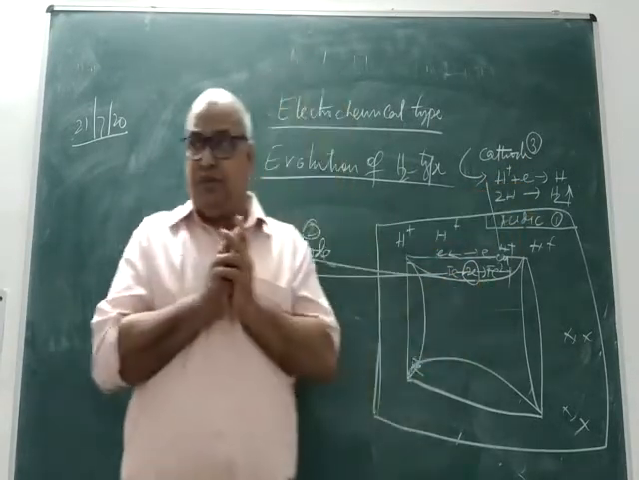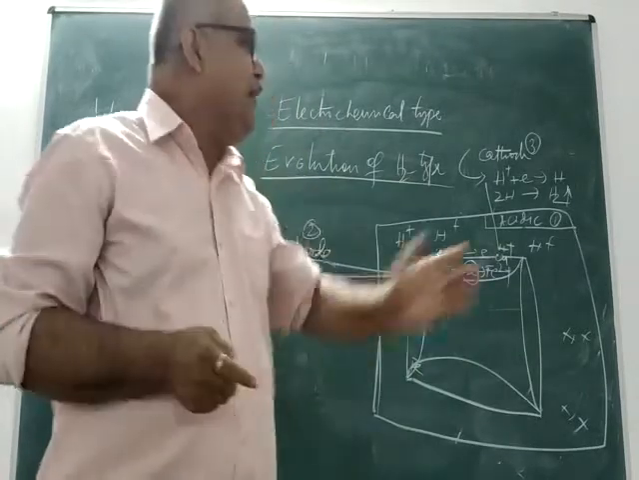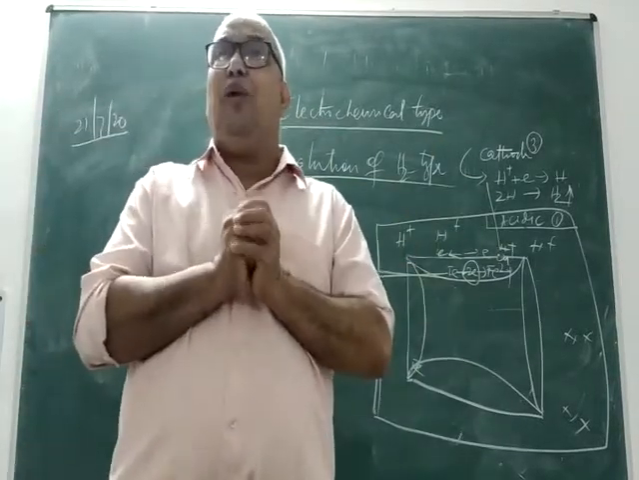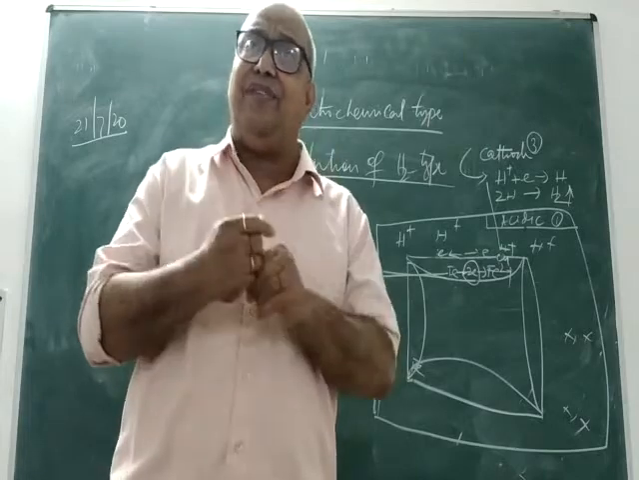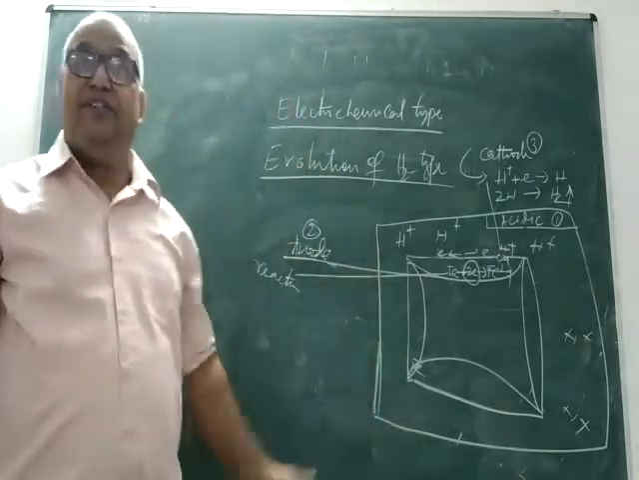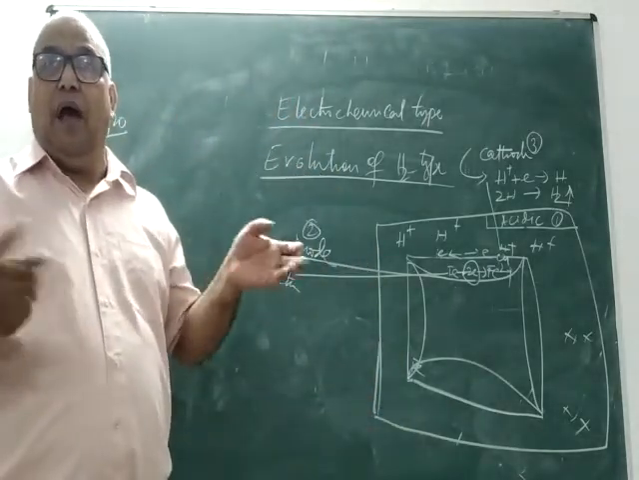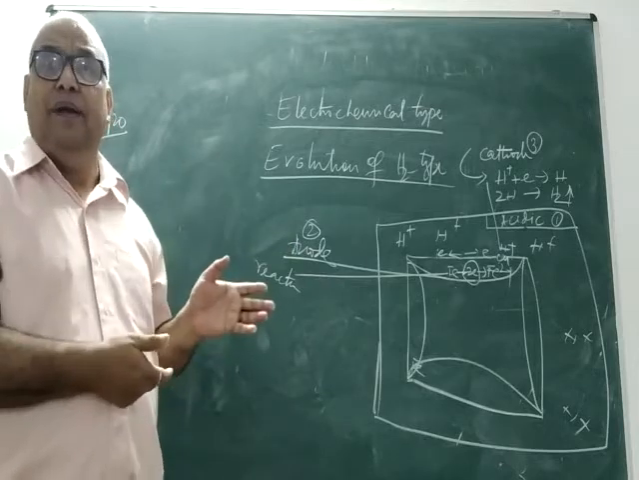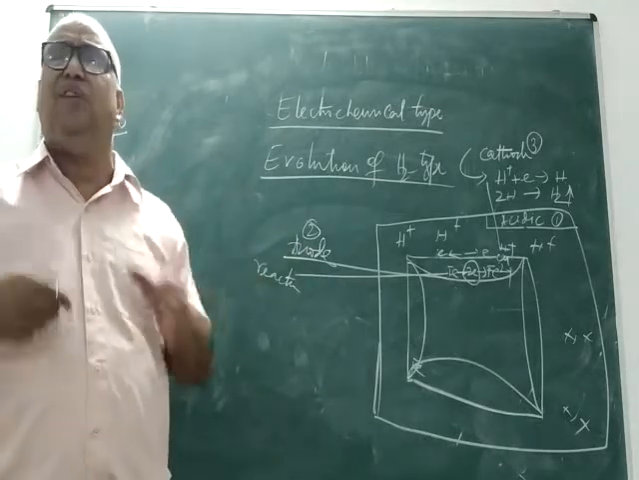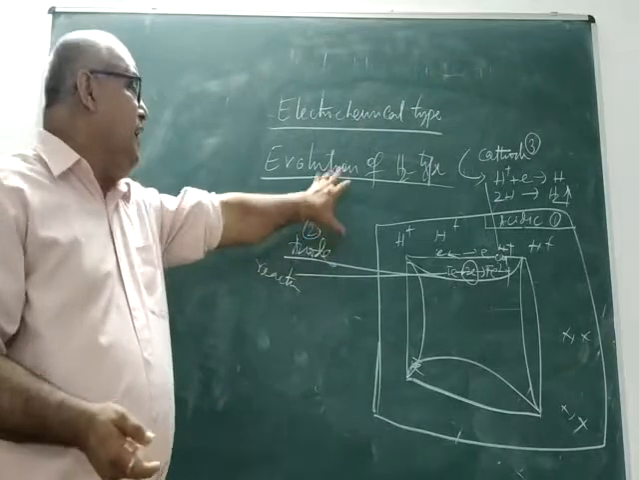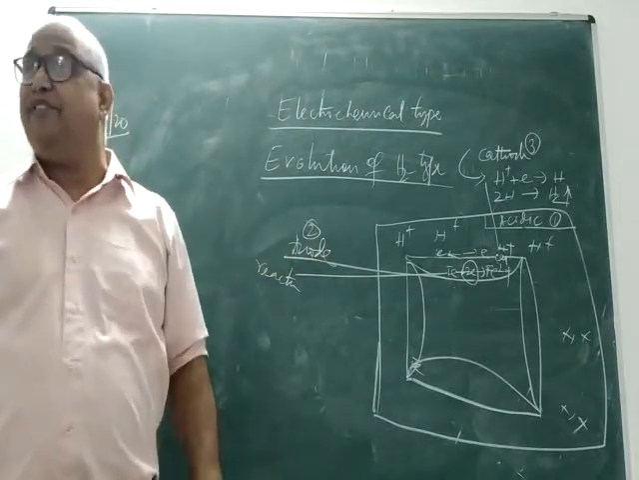At cathode, hydrogen H+ ion will gain 1 electron. After that, 2 such hydrogen atoms will combine together to produce molecular hydrogen. Being a gas, it is now being released. This is how corrosion proceeds in 2 different situations here in the evolution of hydrogen type mechanism.